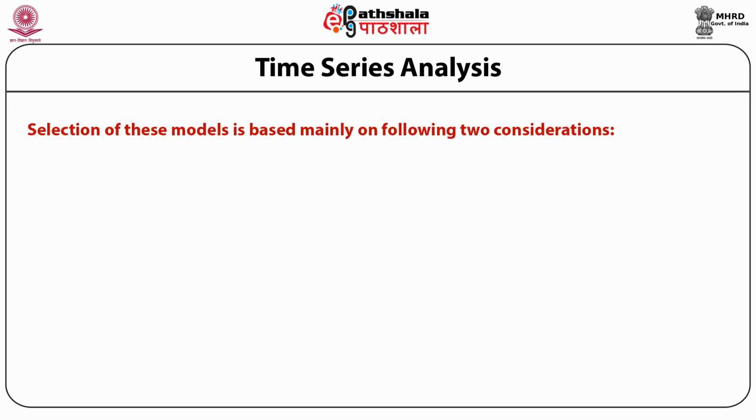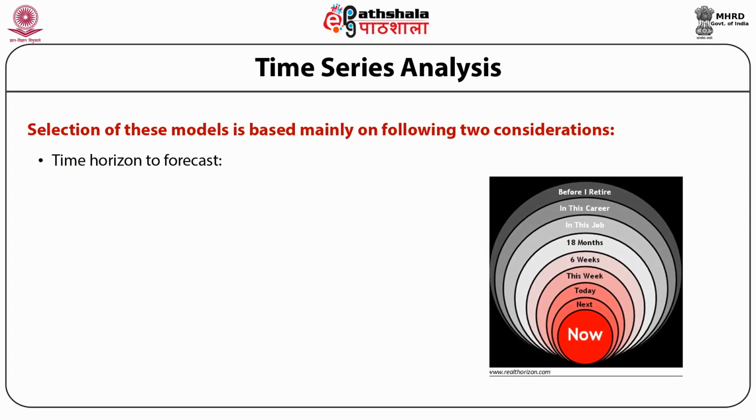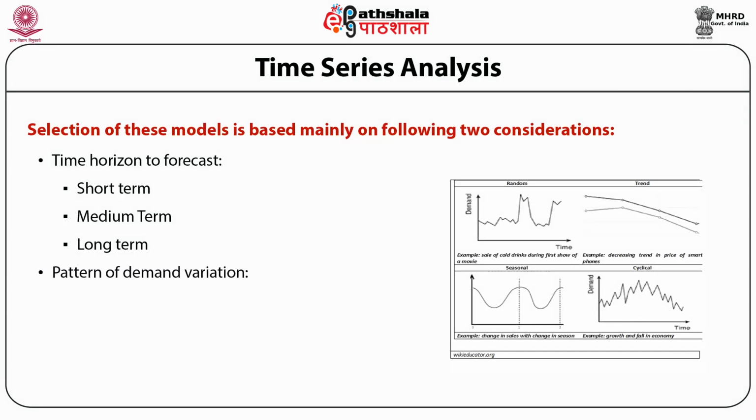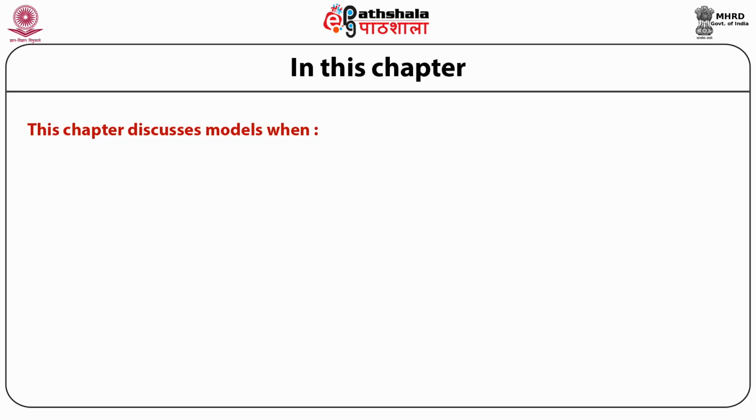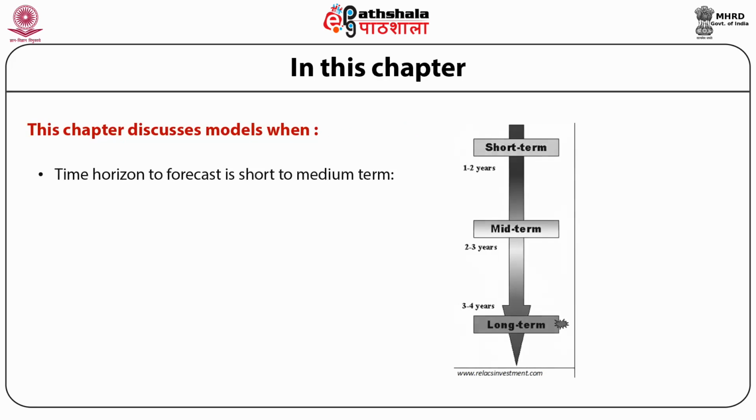Selection of these models is based mainly on following two considerations. Firstly, time horizon to forecast, which can be short term, medium term, or long term. Secondly, pattern of demand variation, which was categorized into four types, that is, demand can vary randomly, trend-wise, seasonally, or cyclically. This chapter discusses models when time horizon to forecast is short to medium term.